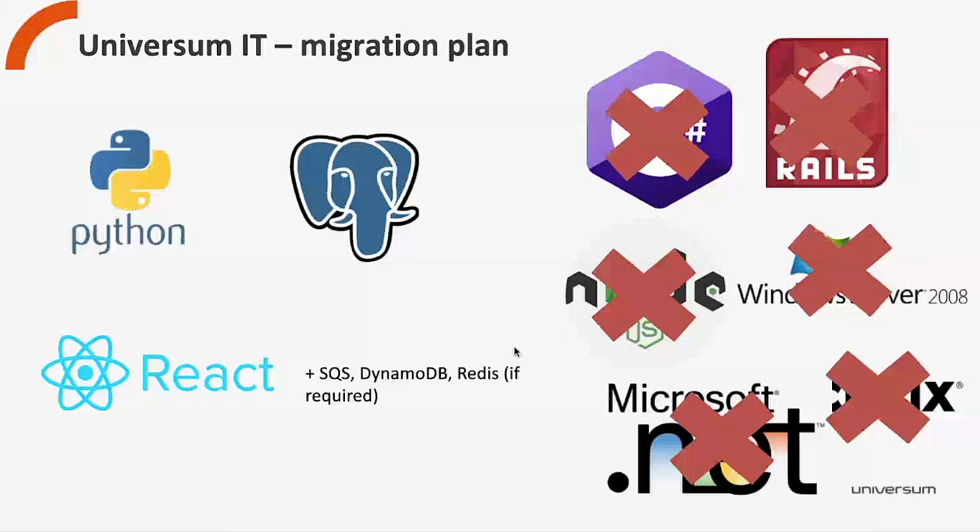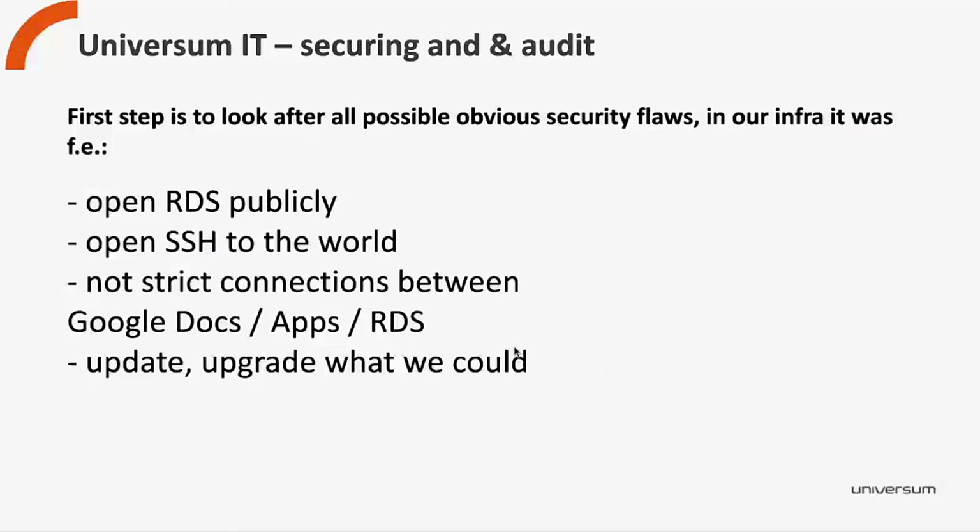The first step to look at when you're taking over an infrastructure is to see if RDSs are open publicly, if SSH is open to the world, or some obvious security flaws, and upgrade everything we can. And there should be only strict connections between Google Docs, apps, RDSs. This is what Lucas said, that security needs to be responsible, and we have to only give each application the piece of access it is actually required to have.